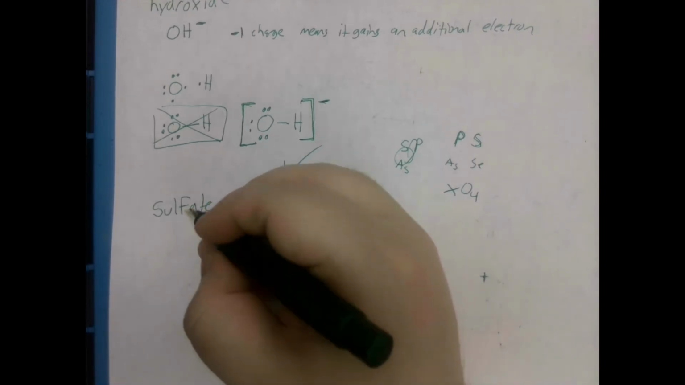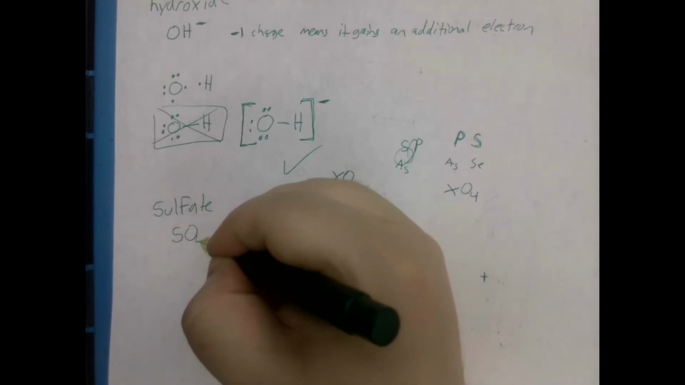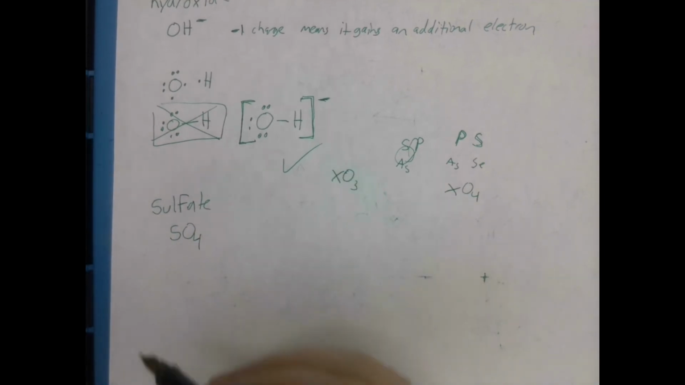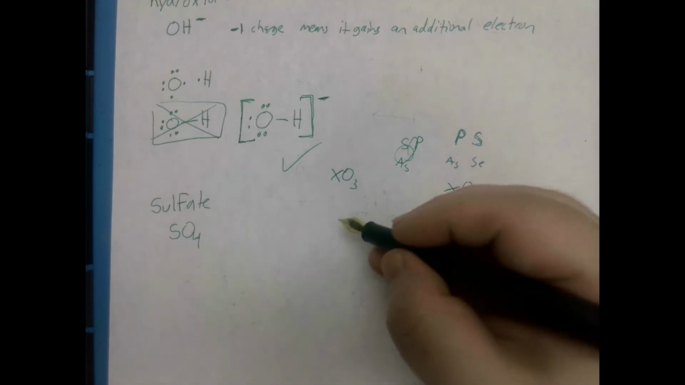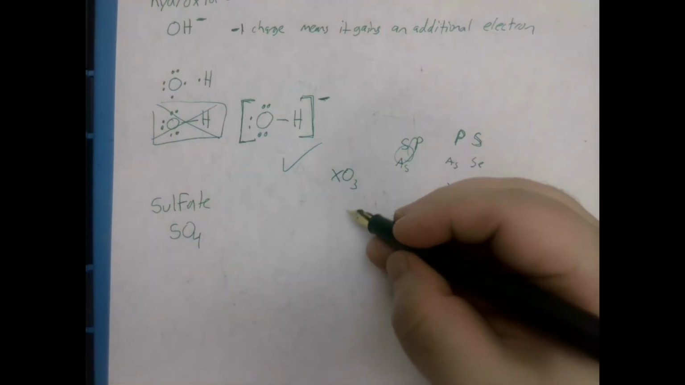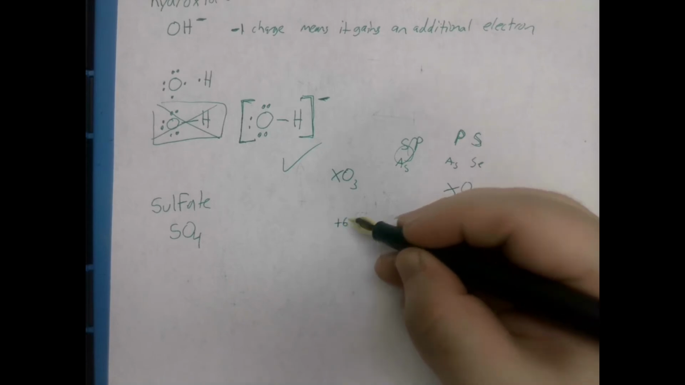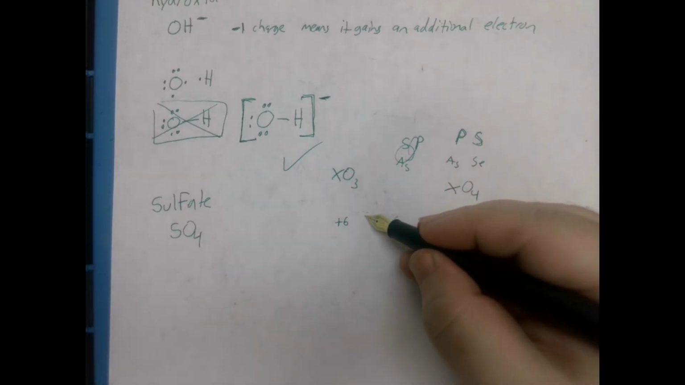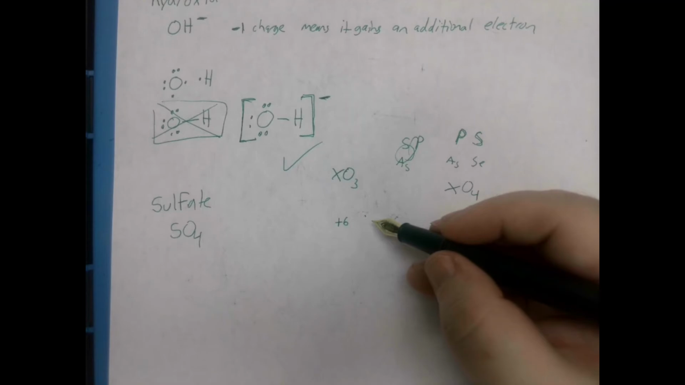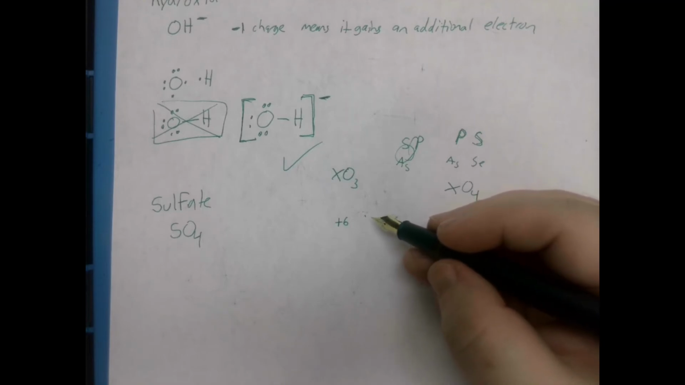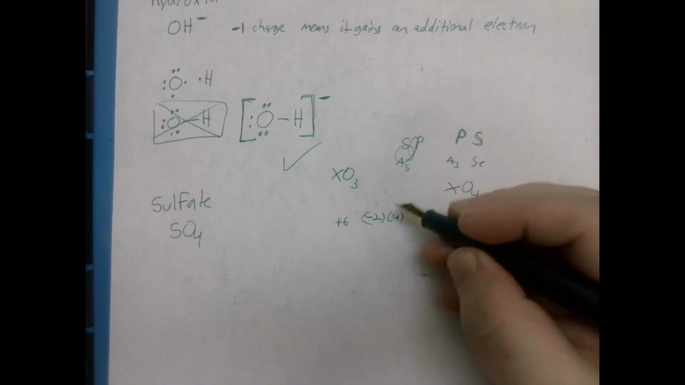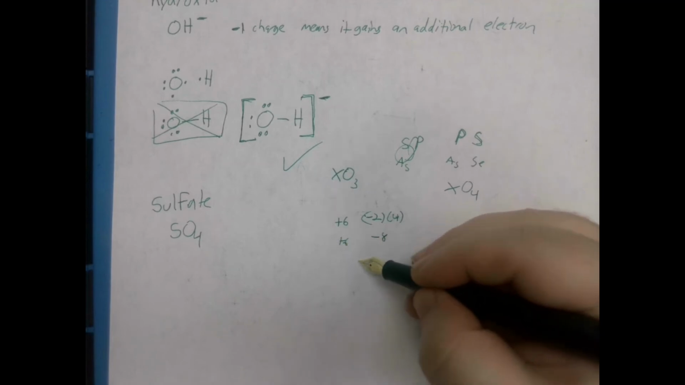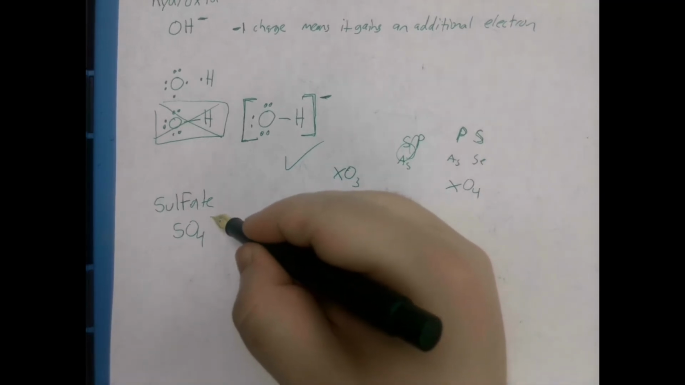So sulfate is SO4. And to figure out the charge, sulfur is... Yes. Sulfur is going to be a +6. Oxygen is going to be -2 times 4. That's a -8, and that's a +6, so we get -2. So this has a 2 negative charge.